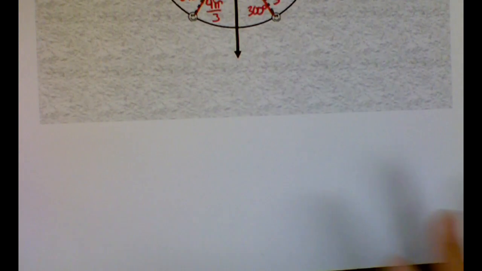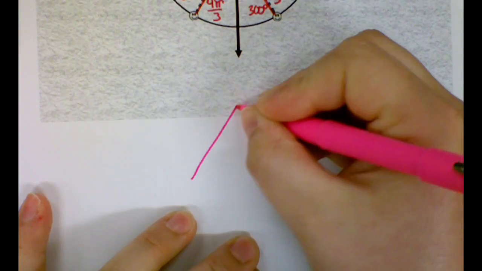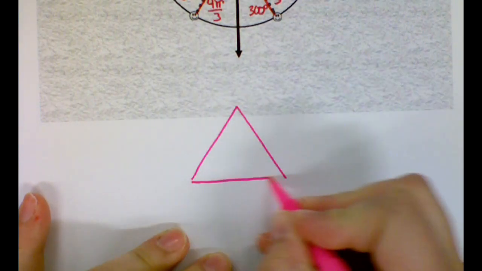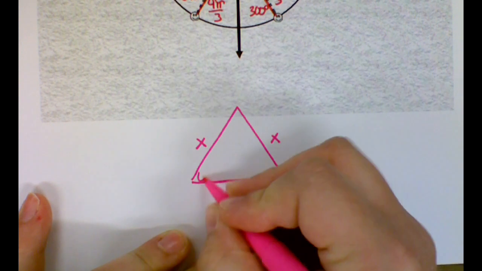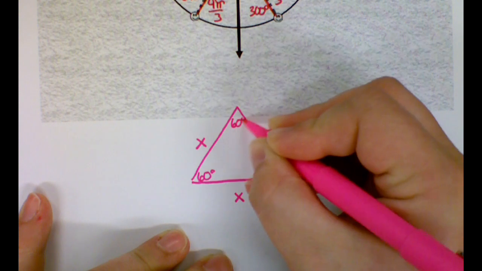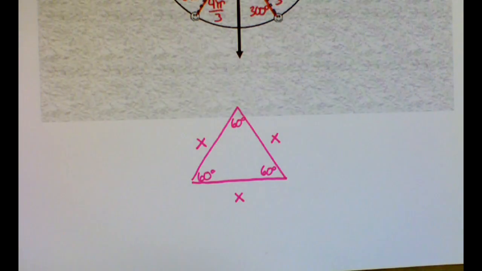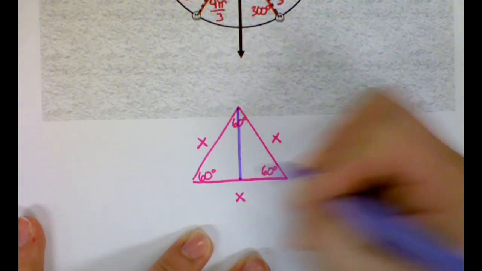Now let's build a triangle. The 30, 60, 90 triangle comes from an equilateral triangle. In an equilateral triangle, all the sides are exactly the same. All the angles are the same, and they're all 60 degrees. But we want a right triangle. We're talking about right triangle trigonometry. So we take one of the vertices and we go straight down.